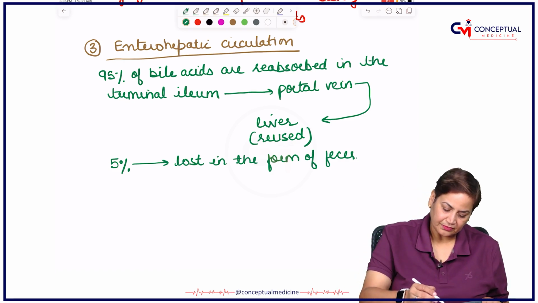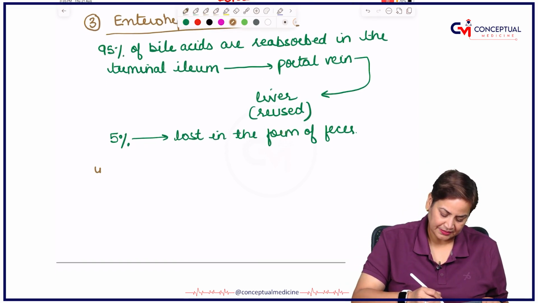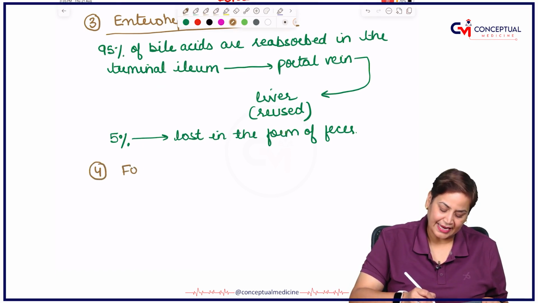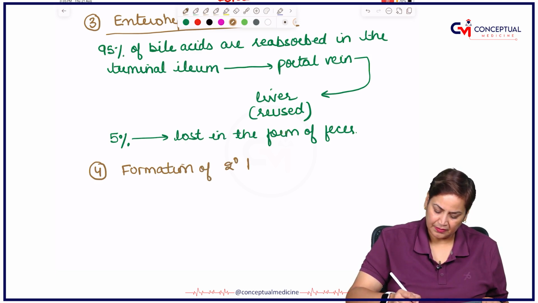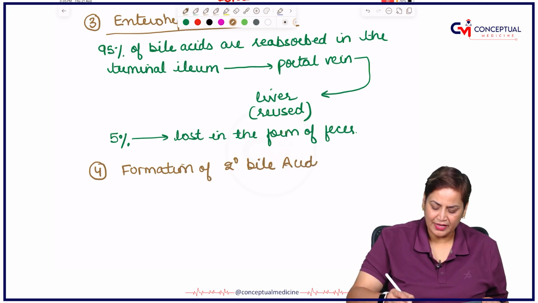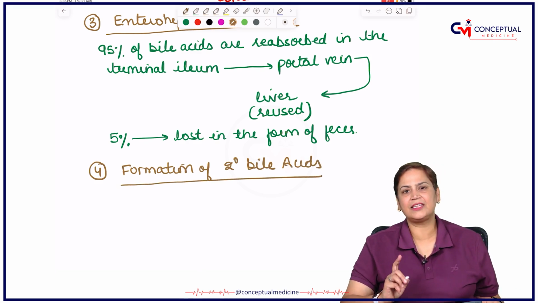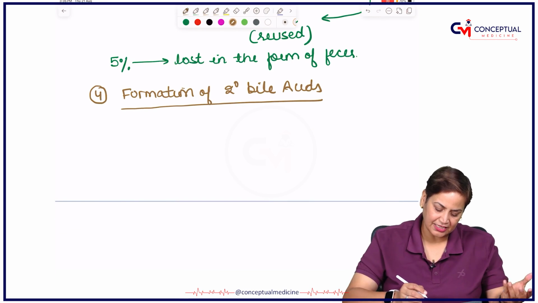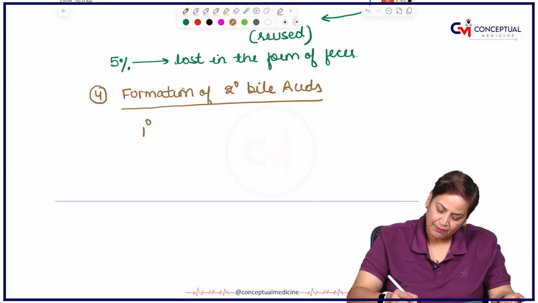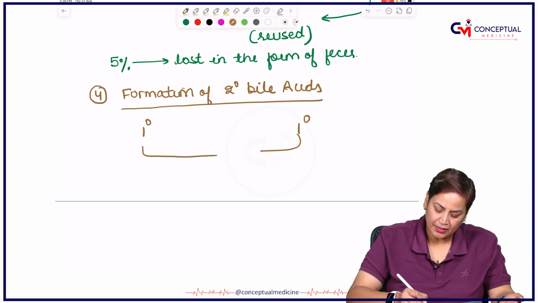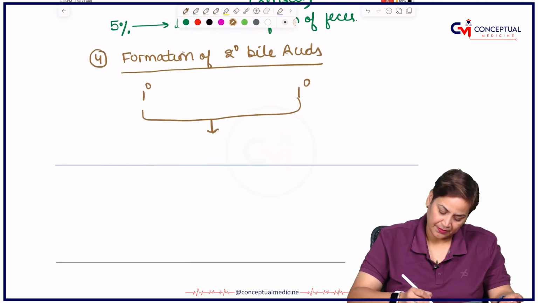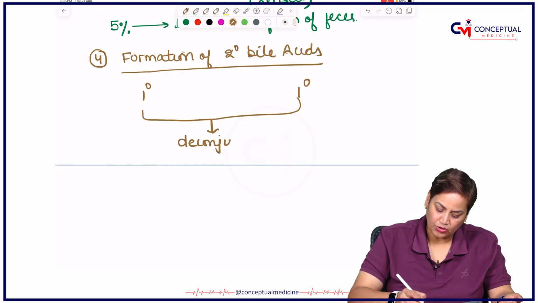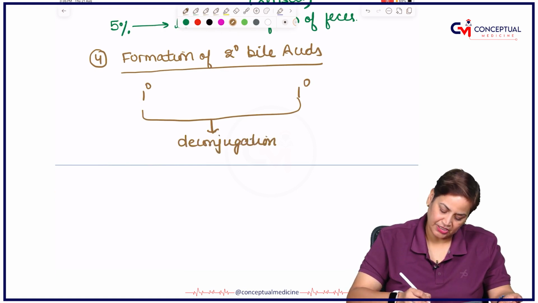Right. Then the last step here is formation of secondary bile acids. So always remember, formation of primary bile acids takes place in the liver and formation of secondary bile acids takes place in the intestine. And actually what is happening is these primary bile acids will now undergo deconjugation and dehydroxylation, which means both the groups will be removed.